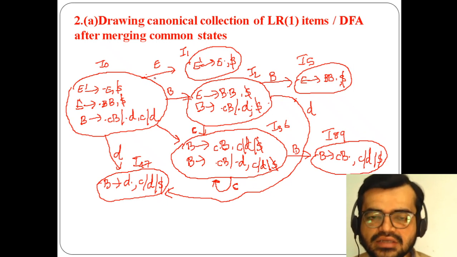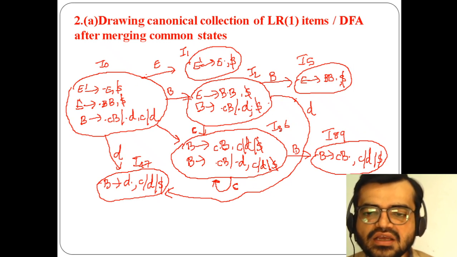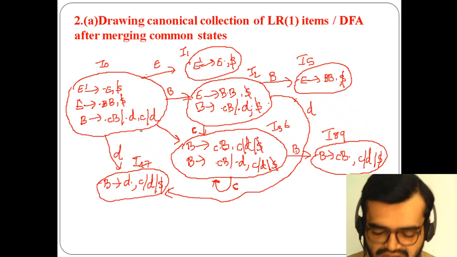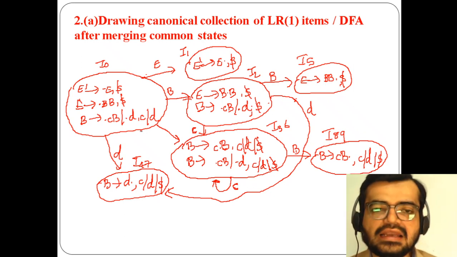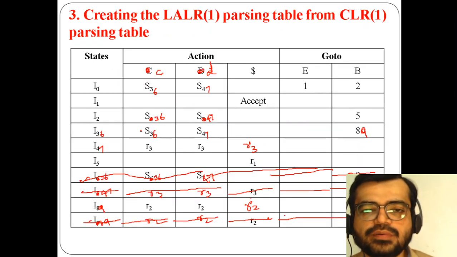So this is how the canonical collection of LR(1) items looks after merging the common states. What are the common states here? 3 and 6 are common, so I merge them as I36. What is the other common state? 4 and 7, so I merge them as I47. What is the other common state? I8 and I9, so I merge them as I89, okay. I have taken all the lookahead symbols so that it is satisfied for I8 as well as for I9. Similarly it has to be satisfied in I36 as well as in I47. So this is how the canonical collection of LR(1) items works for an LALR(1) grammar. This is how the process has to be performed.